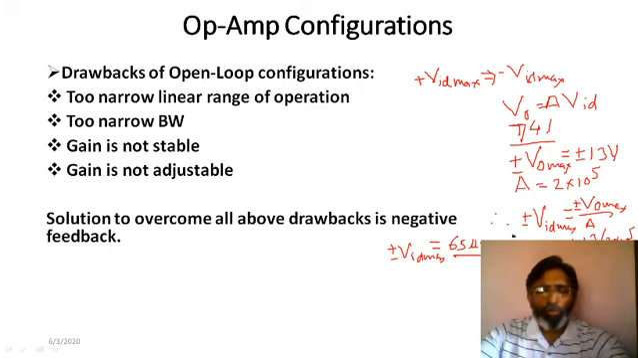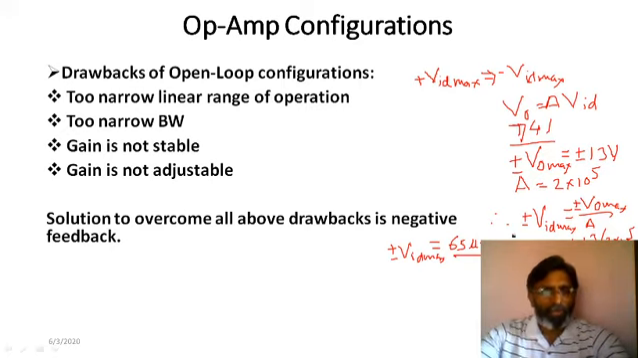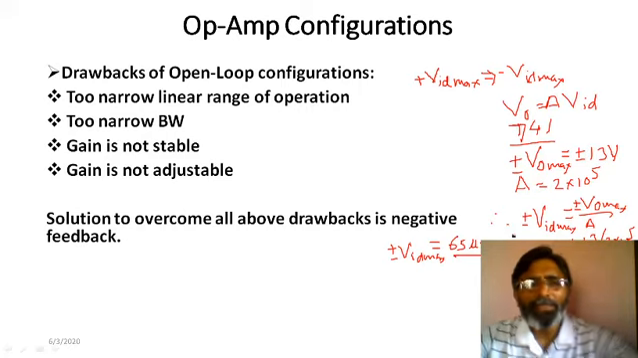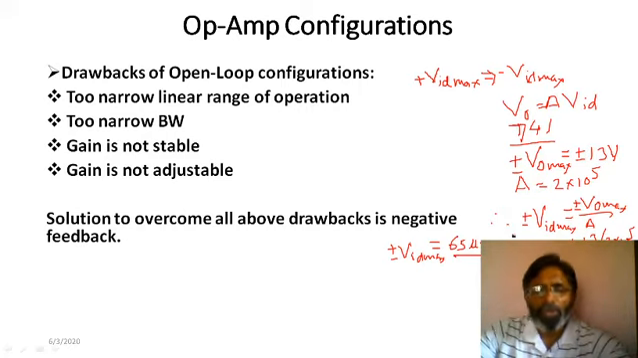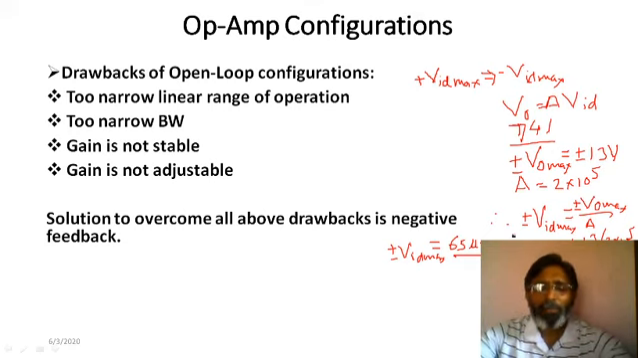If I want to use the op-amp, for example, to amplify my voice, then my voice signal is also in the millivolt range. So I can't amplify my voice because it cannot work as an amplifier, it goes into saturation. That's why this linear range is too narrow. If we are using the op-amp in open loop configuration, I should have a wider range so that I can amplify a variety of signals of different strengths. That is the narrow linear range.